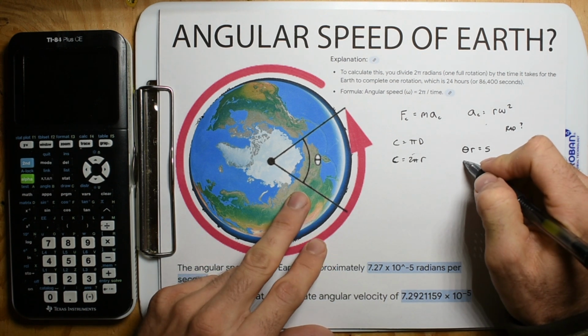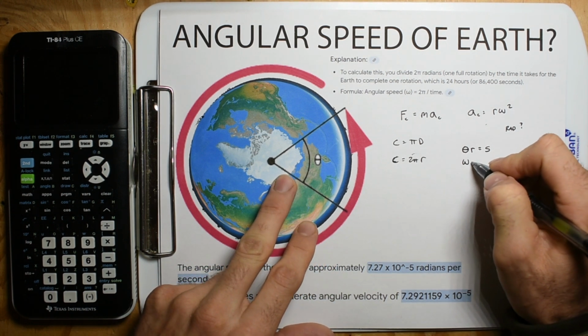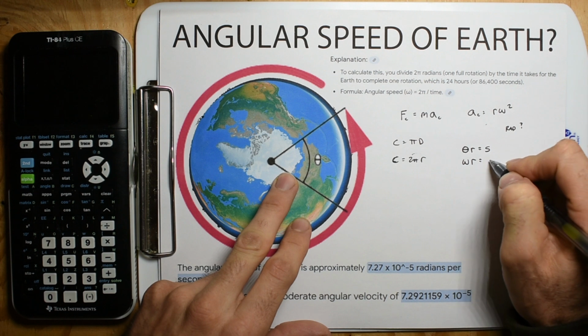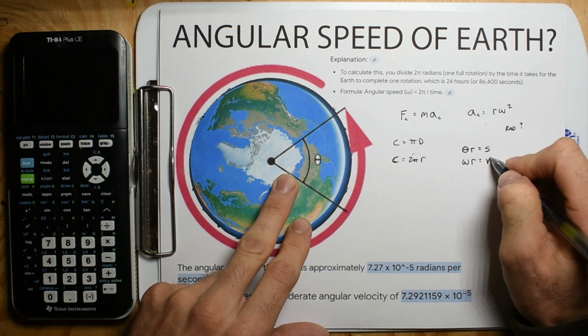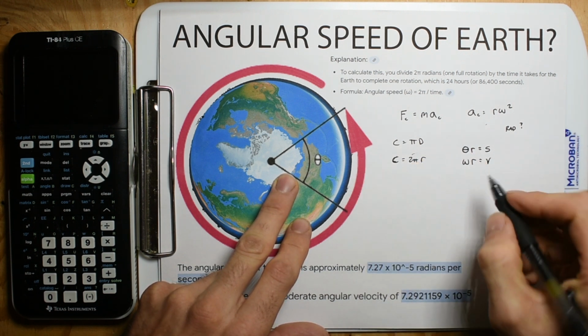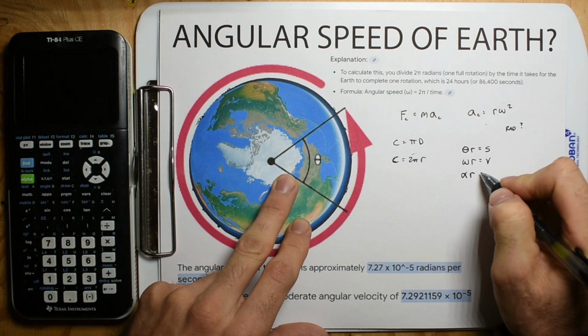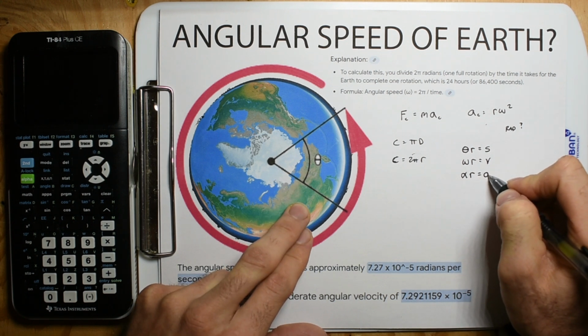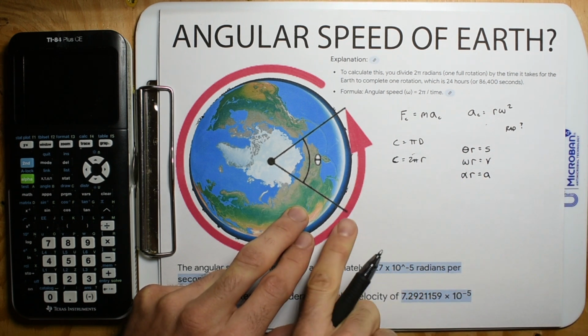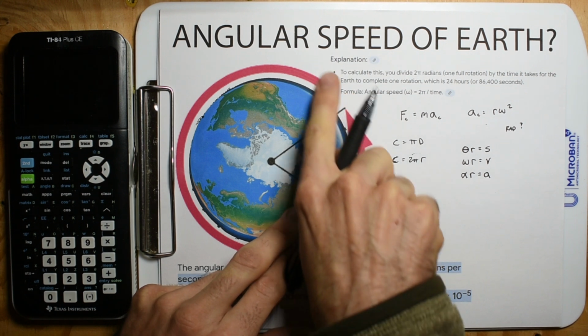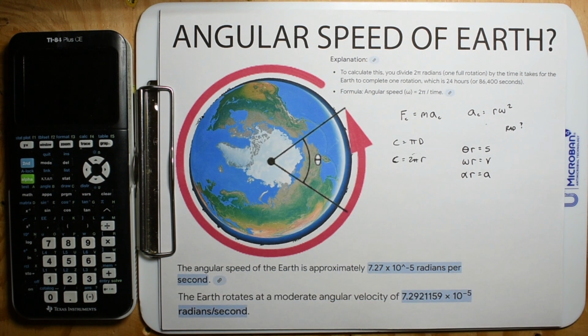And then it's good to write all 3 of them, because radians per second, that's angular speed, times radius is velocity, kind of the tangential velocity. And then angular acceleration times radius is the acceleration that you would have, your tangential acceleration around the circle.